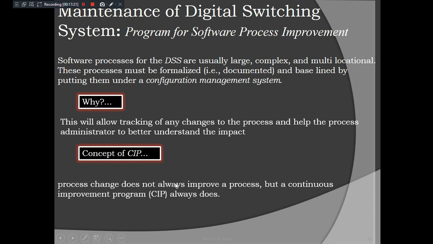Process change does not always improve the process, but a continuous improvement program always does. It means updating the process doesn't mean that it is a CIP, but a continuous improvement program always does. The top block you have seen, no? That top block itself is mainly held responsible for the continuous updation or upgradation or improvement of each of these processes. That's what we mean by the concept of CIP here.